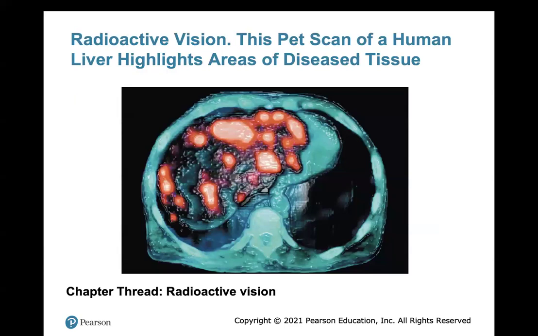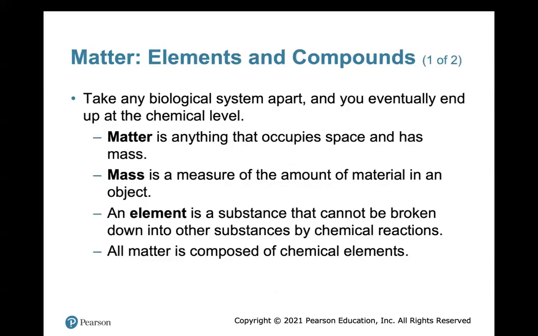That's the radioactive vision. So let's talk a little bit about chemistry. I'll try to keep it really brief and focus on the things that I want you to focus on. In general, especially in this chapter, I want you to focus on defining key terms. So if you take any biological system apart, you'll eventually end up at the chemical level. Matter is anything that occupies space and has mass. Mass is a measure of the amount of material in an object.